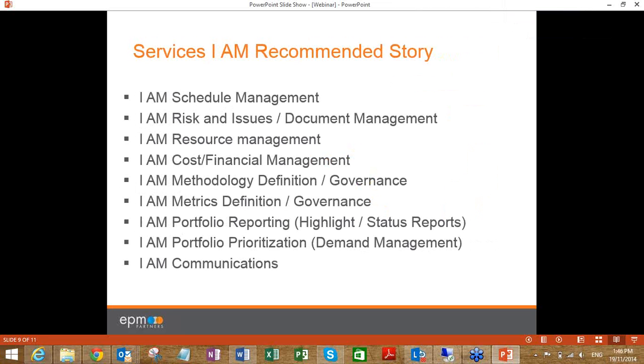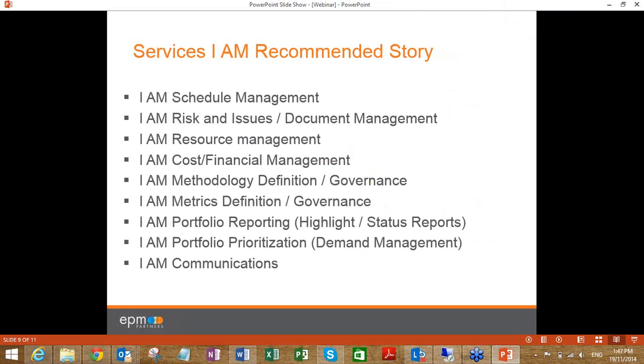So when we say IAM, it's introduction, adoption, and measurement. Then IAM risks and issue management. Now I put documents there because it's actually not a PMO service, but we see it comes hand in hand with the risks and issues management. So your documents, versioning, control, and the rest of it. And then IAM resource management, utilization of people, who's doing what, BAU or project work. IAM cost and financial management.